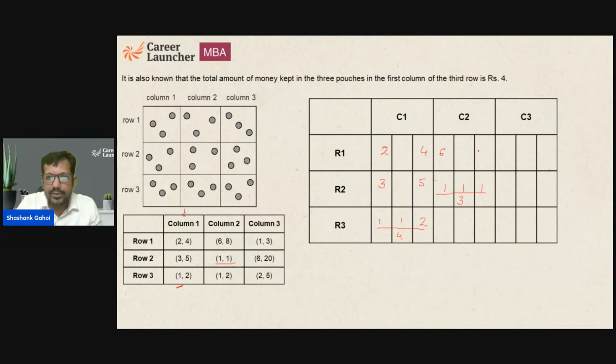I got 6 and 8. I am getting 1 and 2. I got 1 and 3. I got 6 and 20. And I got 2 and 5.